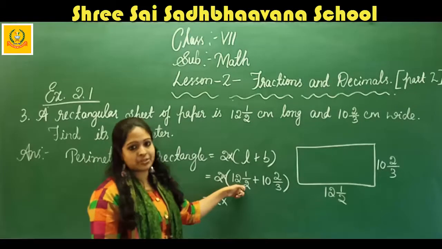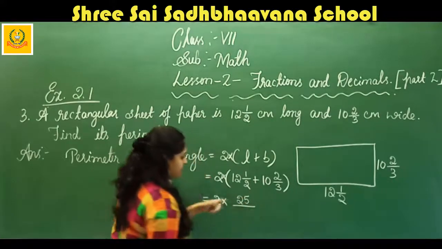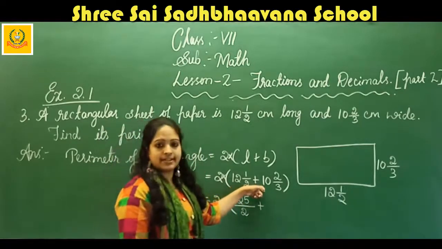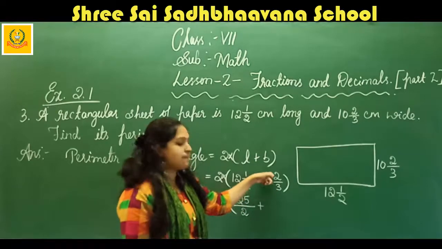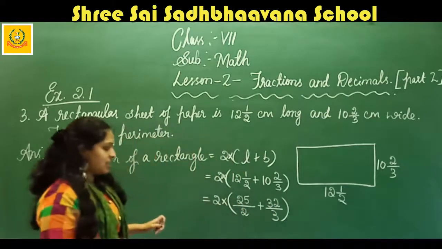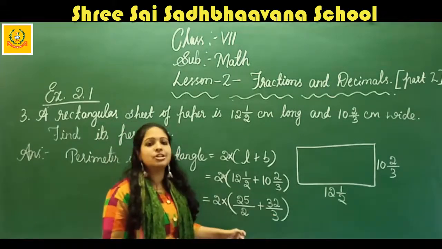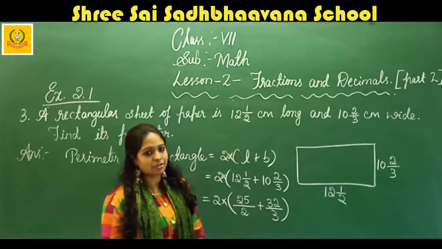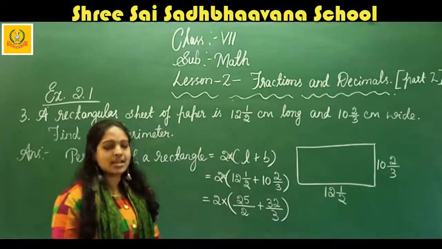So shall we see now how to convert this into improper fraction? 12 2s are 24. 24 plus 1, 25. So the numerator is 25. Denominator is 2. Plus, here 10 2 by 3 is there. First we have to multiply the 10 by 3. 10 3s are 30. 30 plus 2, 32. 32 by 3. Now you see here, can you add this fraction, children? No, you cannot add. Why? Because denominators are different. So we have to take the LCM of 2 and 3 and then we have to make the denominator same.